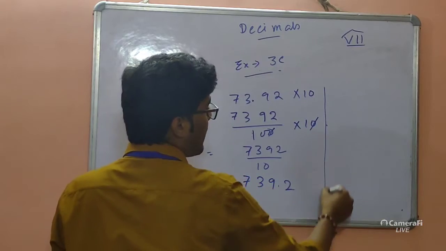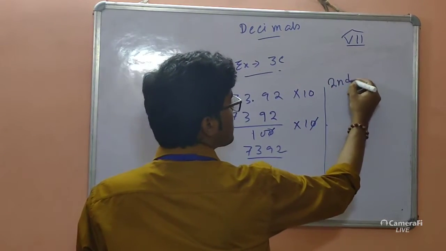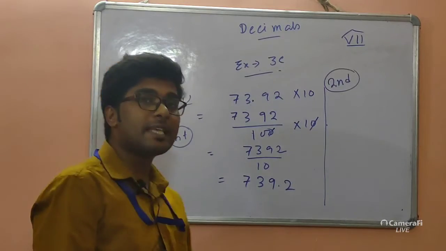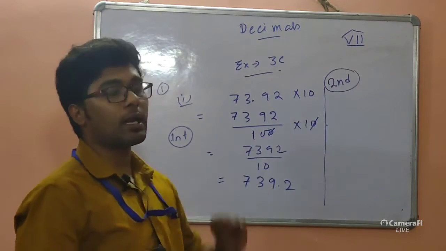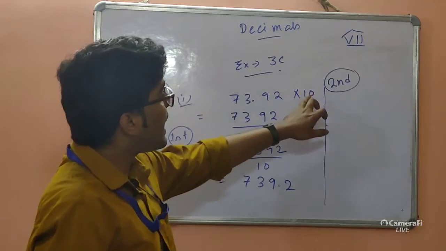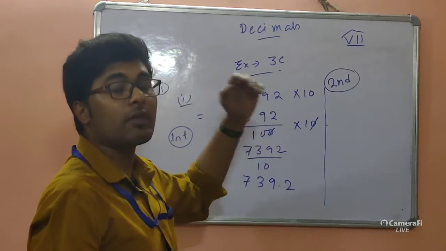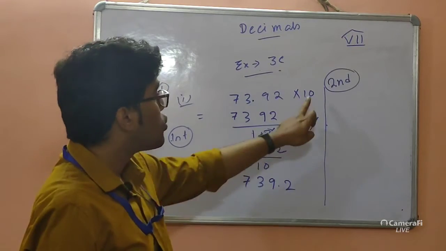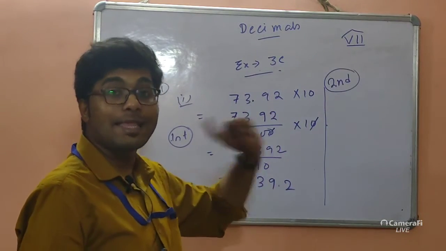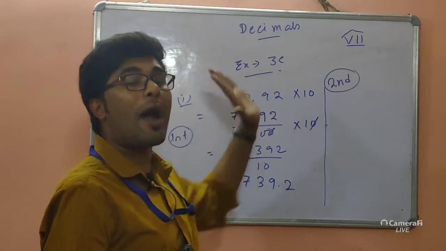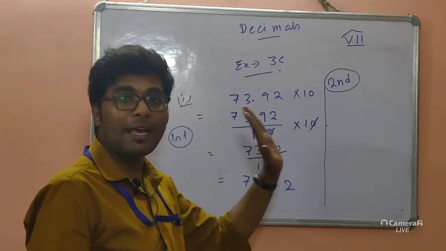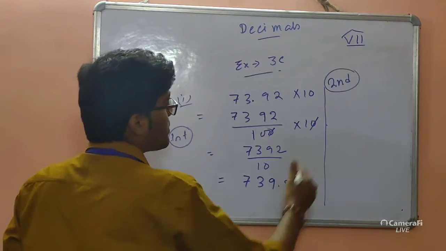Now the same sum can be done in a second method also. Let us understand the second method. In this method we will see how many zeros there are. Let me repeat. We will see how many zeros we are multiplying with. That means 10, 100. So in 10, how many zeros are there? 1 zero is there. Therefore the point will shift one place rightwards. Always remember, the point will shift one place rightwards.